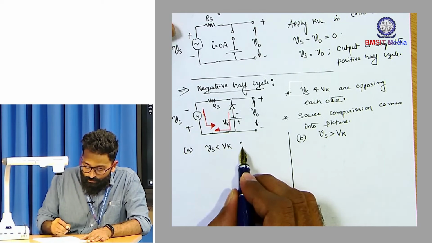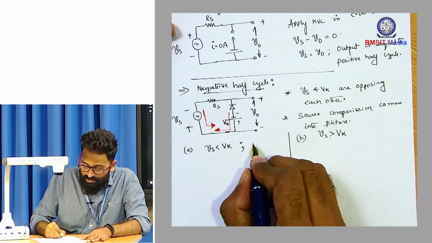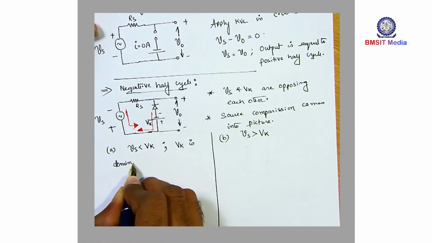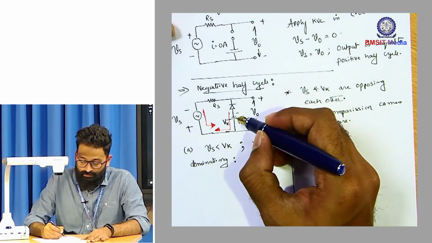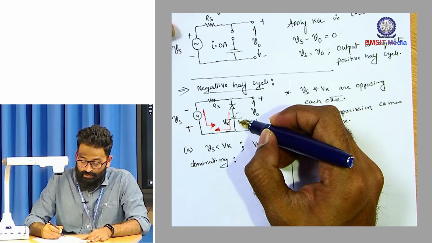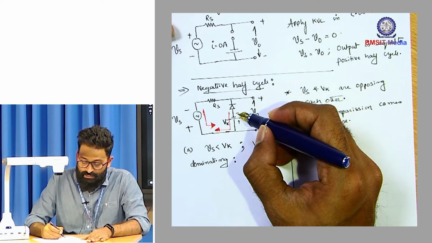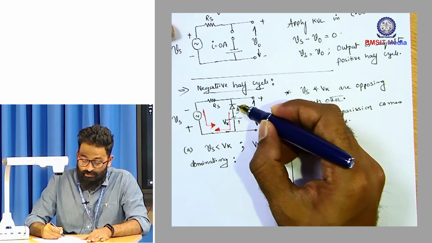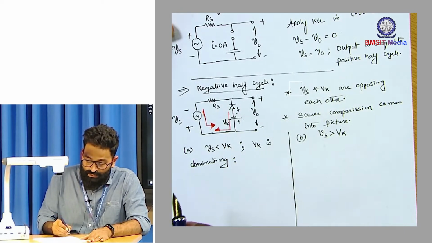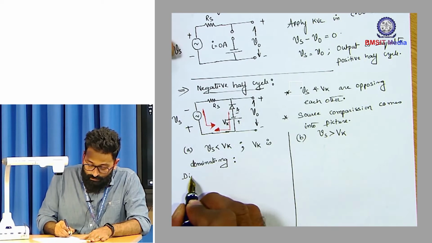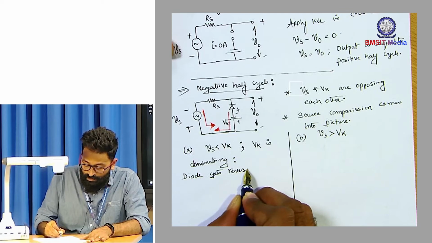So if the potential of Vs is less than Vk, you can say that Vk is dominating. And if Vk were to dominate, you can see that the negative terminal of Vk is connected to the anode terminal of the diode. So whenever Vk is dominating, the diode gets reverse biased.